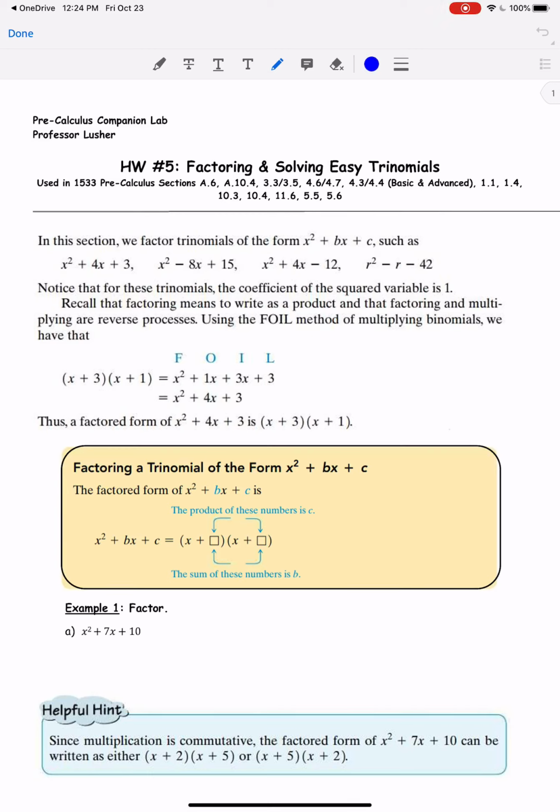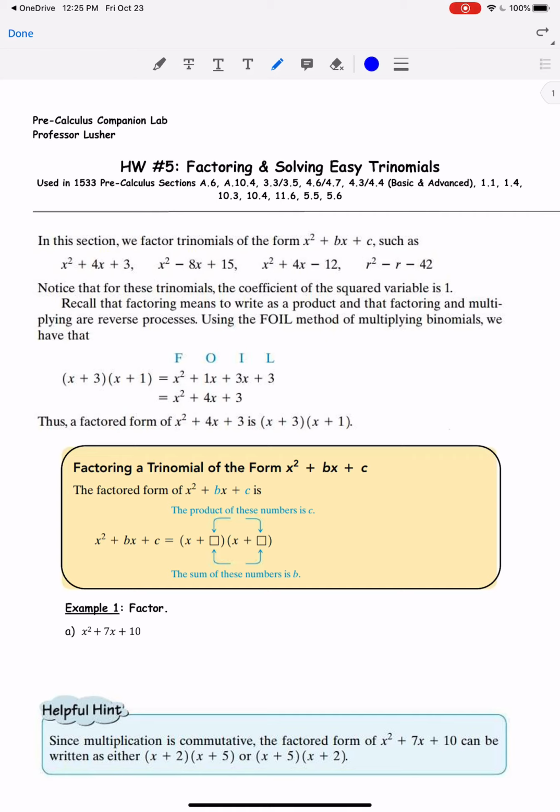Hello everyone. Today we're going to start homework 5, which is your first lesson on factoring. Homework 6 and 7 are also on factoring, and then homework 8 is going to be those 3 lessons all together. I'm kind of taking my time through this factoring portion because, as you can see, you're going to be using this in 13 different homework assignments in your pre-calculus class.